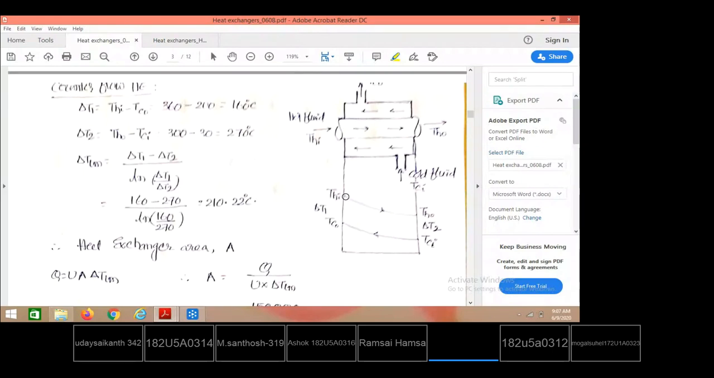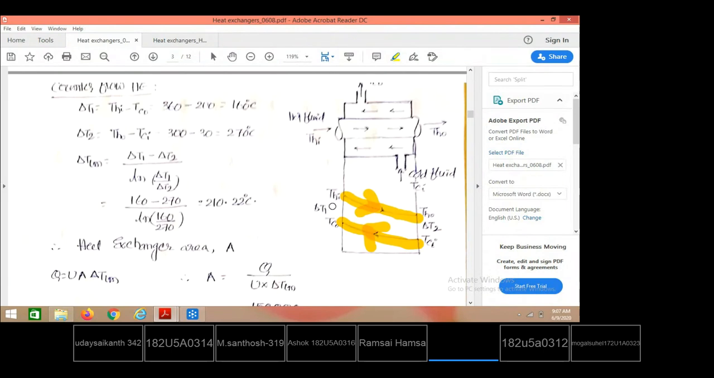Temperature profiles, when drawn: the hot fluid enters with the temperature THi. After losing the heat, the temperature has come down to THo. Whereas the cold fluid enters from the other side, it has to travel in the opposite direction. Therefore it enters at temperature TCi, and after increasing in temperature, the cold fluid leaves at a temperature of TCo. So when both fluids are traveling in reverse directions, these are the temperature profiles.